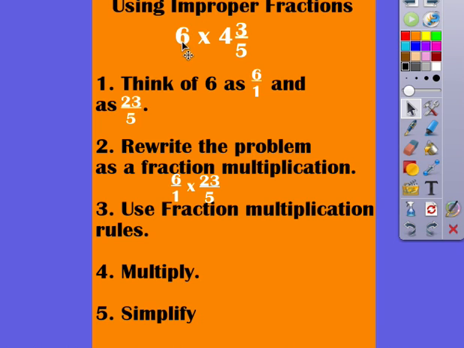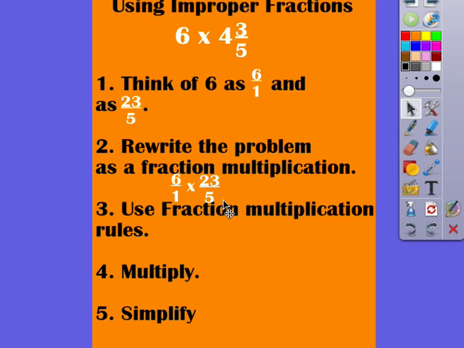The other way is to make your numbers into improper fractions. So we always know that 6 is the same as 6 over 1. Remember, whenever we have a whole number, we always put it over 1. Then taking a look at 4 and 3/5, I have to go 5 times 4 is 20, plus 3 is 23, and a denominator of 5, so 23/5. Now you're going to rewrite it as a multiplication problem, so 6 over 1 times 23 over 5.